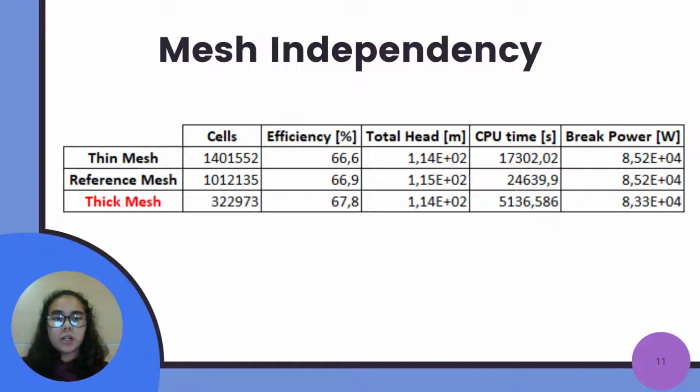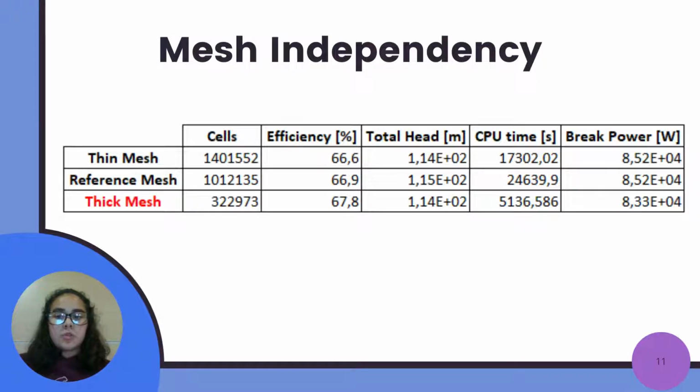66.9%, a total head of 150 meters, a CPU time of 24,639.9 seconds, and a brake power of 85,200 watts. The thin mesh, with 30% less than the reference base size, displays an efficiency of 66.6%, a total head of 114 meters, a CPU time of 17,302.02 seconds, and a brake power of 85,200 watts.